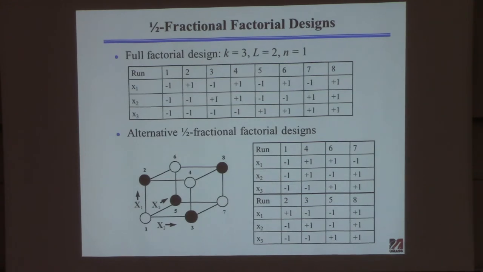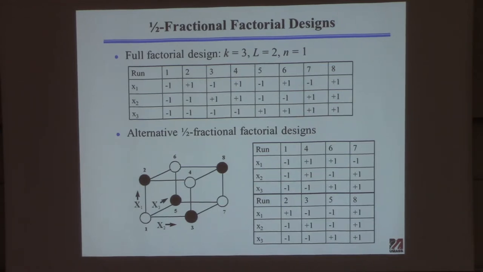So here's an example, and this is a nice picture, I think. I got this from somewhere, I don't know where. Let's say you want to do a one-half fractional factorial design. So here's a full factorial design, same thing I showed you on the previous page, right? We have three inputs. They each have two levels, minus one and plus one. We're not going to repeat any experiments. Those are the eight experiments that we could do.